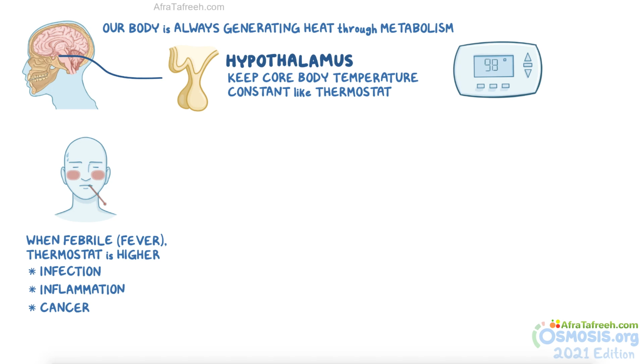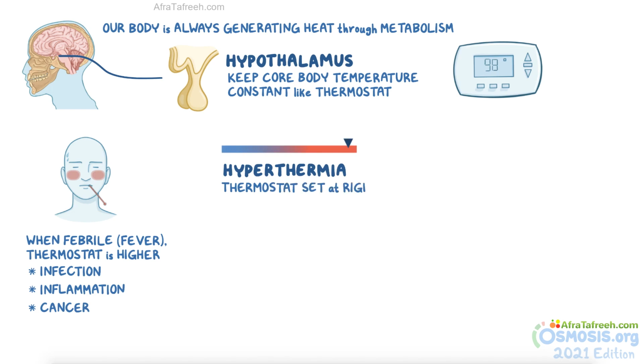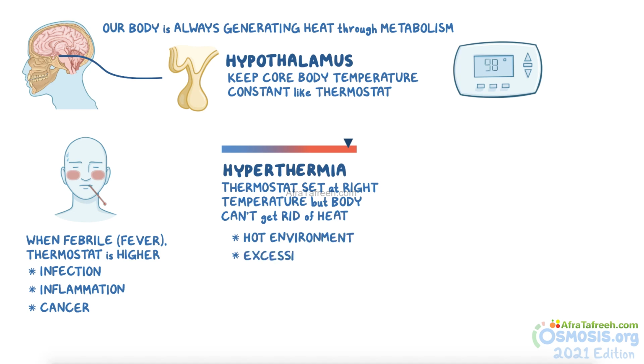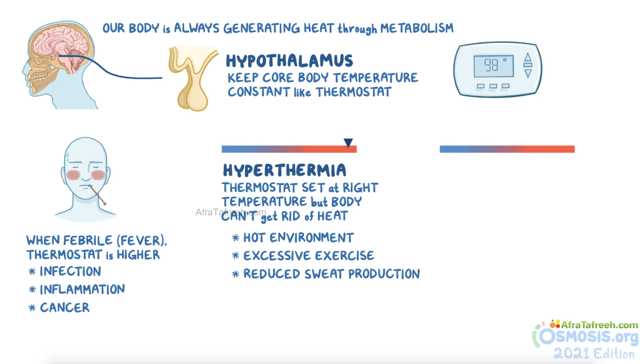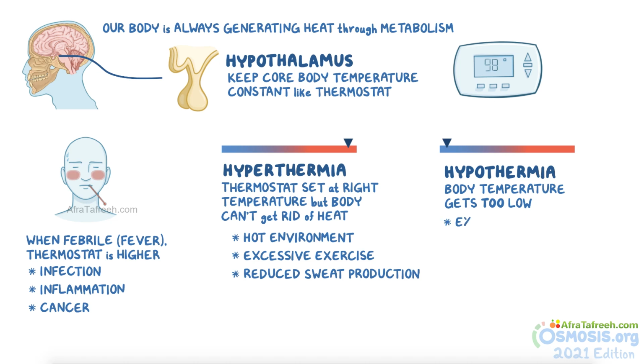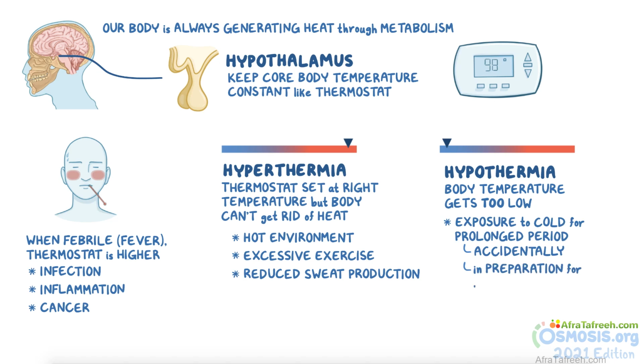However, body temperature could also be high in hyperthermia, where the thermostat is set at the right temperature, but the body simply can't get rid of the heat. This can be due to an extremely hot environment, excessive exercise, and reduced sweat production. In contrast, hypothermia is when body temperature gets too low, and it might be due to exposure to cold for a prolonged period of time, either accidentally or in preparation for a medical procedure.